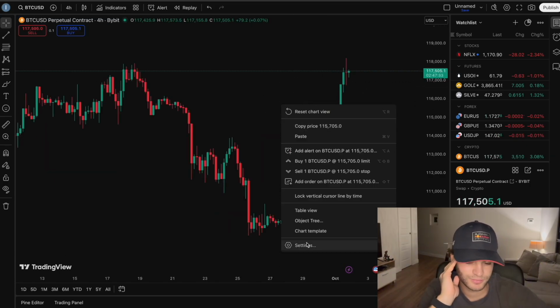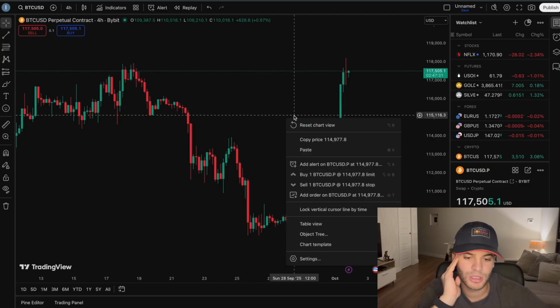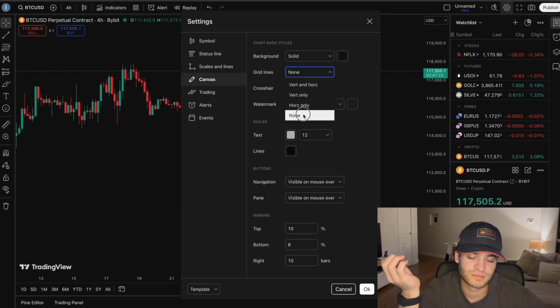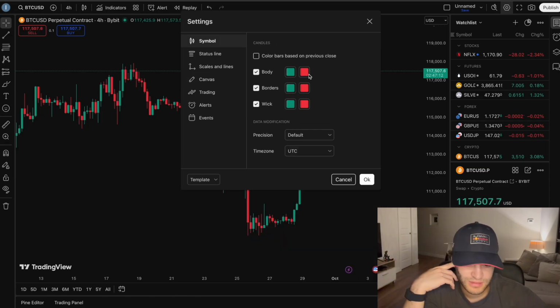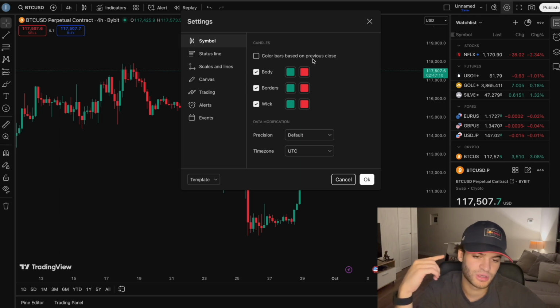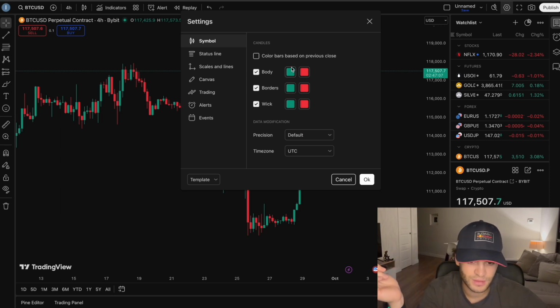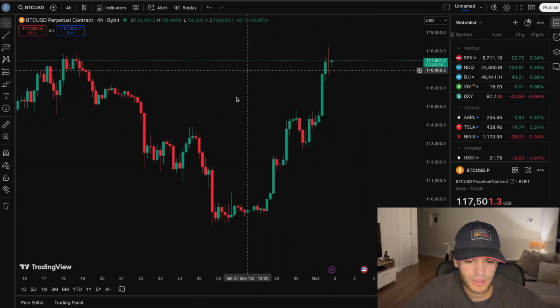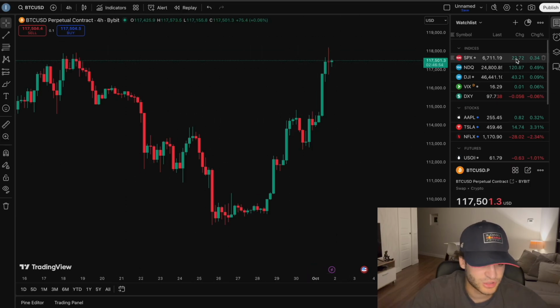So first of all, you can right click on the background, go to settings and go to canvas. And I personally like to remove grid lines. So you can go grid lines and put none. For the rest, as I mentioned, you can change the colors of the candles if you wish, body, borders, and wick. But for the rest, I believe everything is fine so far. Now we have a very clean and easy chart.